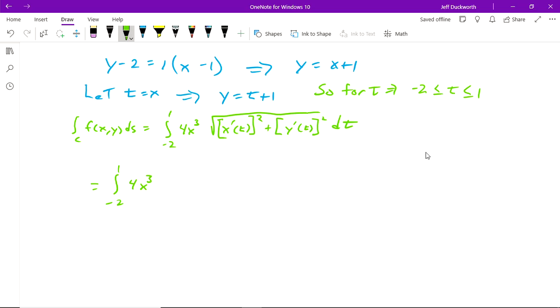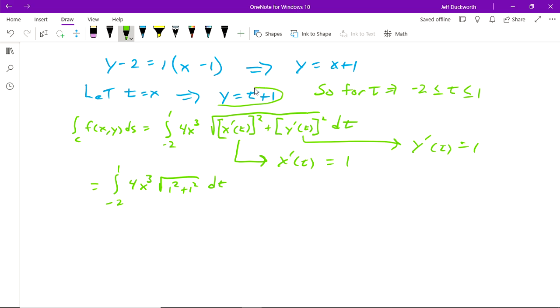x prime of t, well, if x equals t, that means this is going to equal just 1. And y prime of t, well, y is equal to t plus 1. The derivative of 1 is 0, so the derivative of t is 1. This also equals 1. So this is going to be the square root of 1 squared plus 1 squared. And that's where that's coming from, from these two values there.